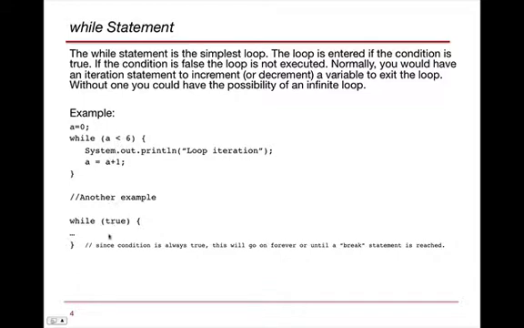Here's another example. This is an infinite loop: while true. Now true is a Boolean value, so it meets the condition of a condition. It meets the existing condition that it evaluates to a Boolean value, and it will execute all the statements in here. Since this condition is always true, this will go on forever.